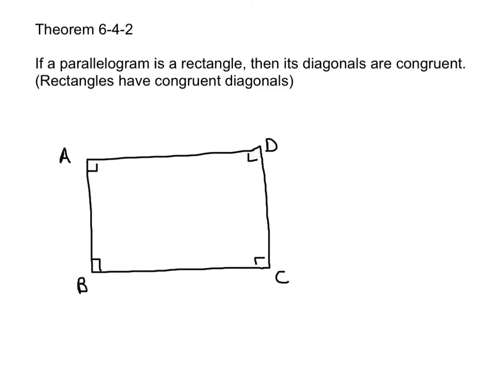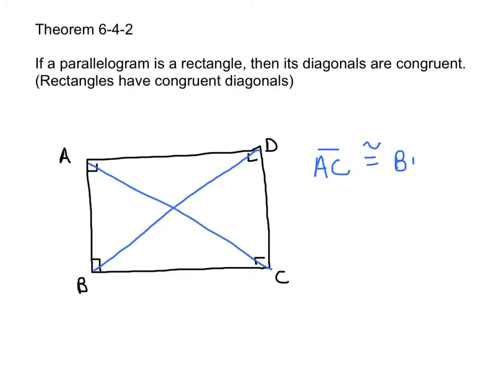All of those theorems are true for rectangles. Our second theorem says that if a parallelogram is a rectangle, then its diagonals are congruent. In other words, rectangles have congruent diagonals. So I have a shape here, ABCD, and I know it's a rectangle because I have 4 right angles. So if I drew in my diagonals, BD and AC, what this theorem tells us is that AC is congruent to BD. And this is because it is a rectangle, because we had the 4 right angles.